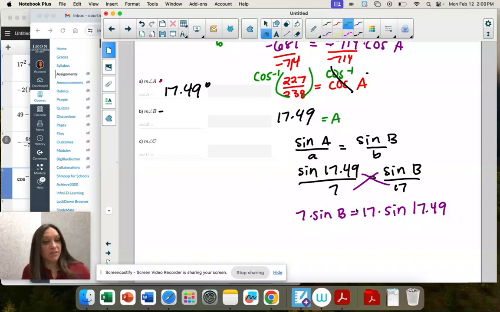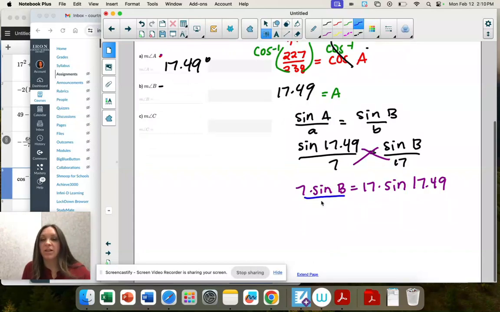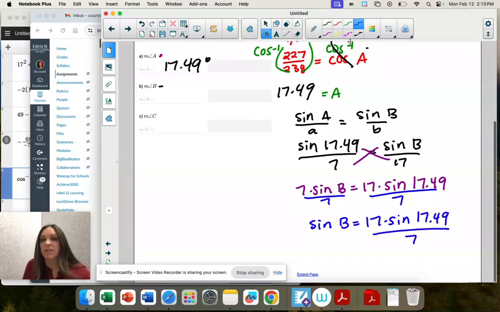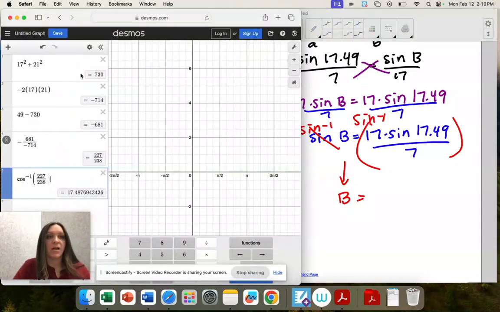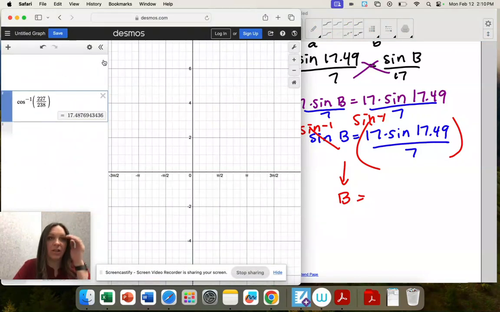So we're going to have to take an inverse. Whenever you solve for an angle, you're going to have to do the inverse. But we'll get there. Let's divide both sides by 7. So sine B equals 17 times sine of 17.49 over 7. Okay, here we go. We want to get B by itself. So we're going to take sine inverse of both sides. We're left with just B, and then this whole thing goes in the calculator. So much calculating on this one.